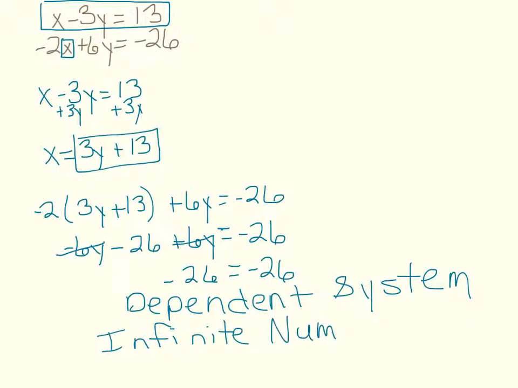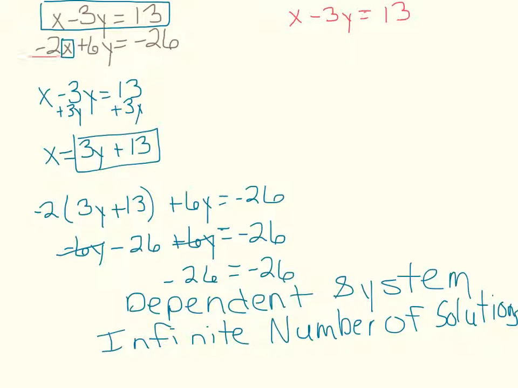Now let's go back and look at why that happened. Okay, if you look at this first equation, you have x minus 3y equals 13. Now this next one, I could divide everything by negative 2 to make that equal x. When I do that, I get x minus 3y equals 13. Notice they're the exact same equation. They're the exact same line.